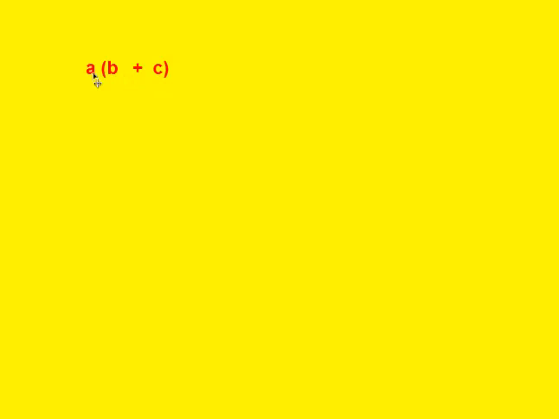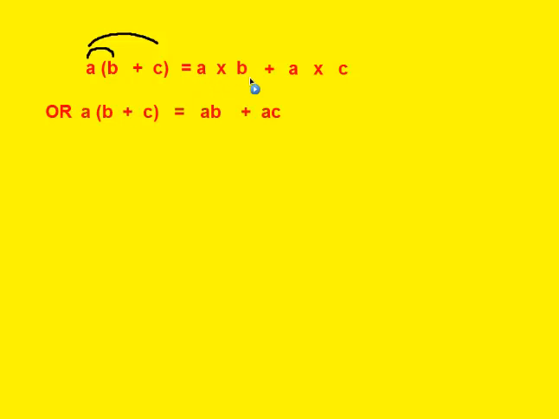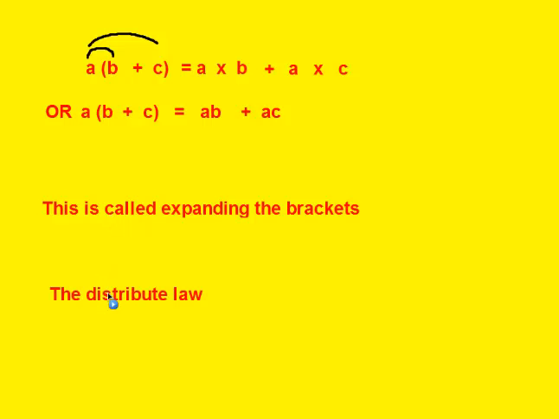The idea is this. If a is outside the bracket, we can distribute it into the bracket by, first of all, multiplying a by b, then multiplying a by c. So we add on a multiplied by c. Now we know, shorthand way in algebra, we don't put the times sign in, so this could be written like this. A times b is just the same as ab. A times c is just the same as ac. So this is the basic rule that we're going to follow. It's called the expanding brackets or the distributive law.